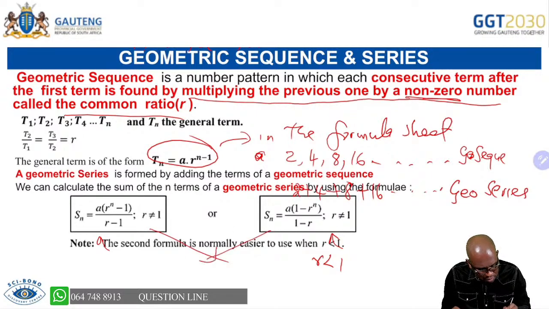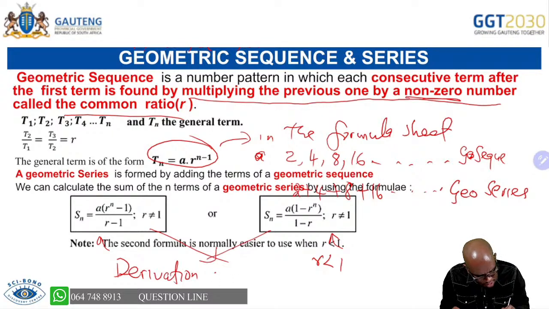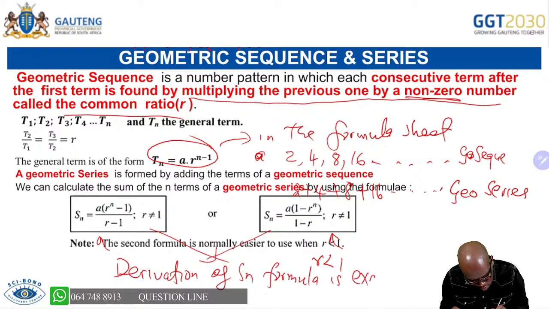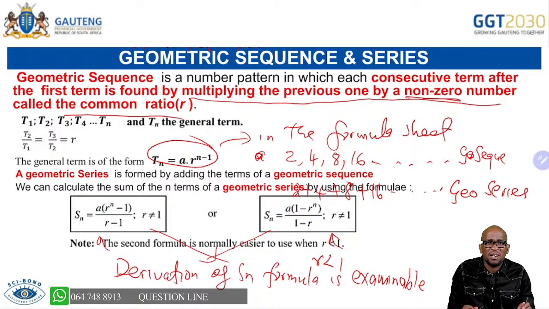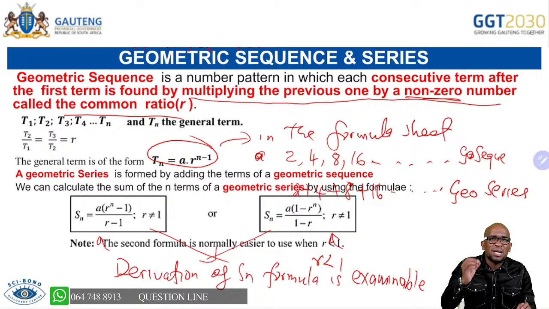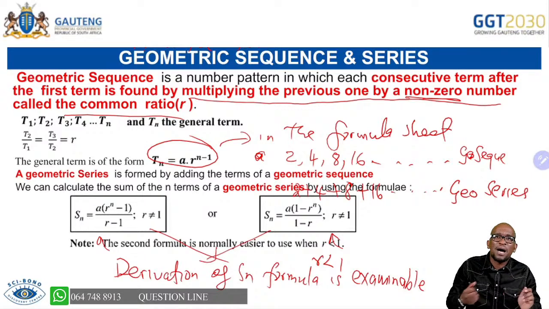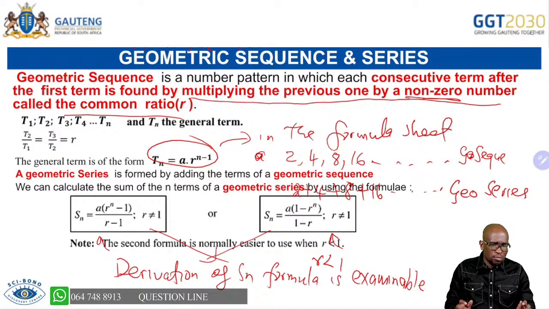Remember, the derivation of the Sn formula is examinable. Good people, I indicated we should leave no stone unturned, so it's important for you to practice those derivations. They may be in the exam, so please make sure that if they are there, you are able to pick up those 5 to 6 marks. It will be part of what we call book work, so prepare yourself thoroughly for that.